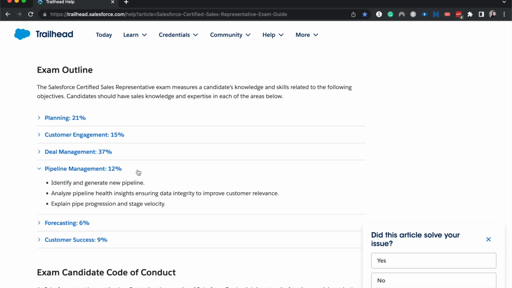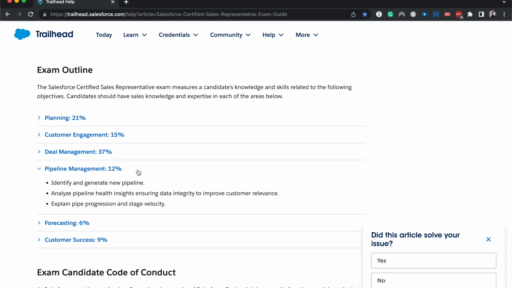All right, and then next is going to be pipeline management at 12%. It's really important that you understand the difference between pipeline and forecasting. That was a huge thing on the exam. So then, understanding when to use a pipeline versus a forecast, and the strategies with the pipeline versus the forecast. So it's going to talk about identifying and generating new pipelines. So what are the best strategies when you're trying to get new customers into the pipeline, how to essentially look for leads. You're going to be prospecting, which is going to be a lot of cold calling or reaching out via LinkedIn or emailing, depending on how your business is run.